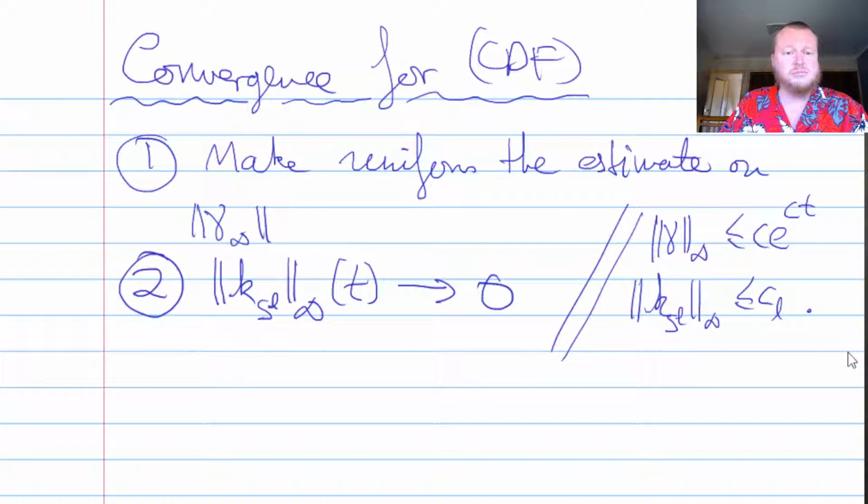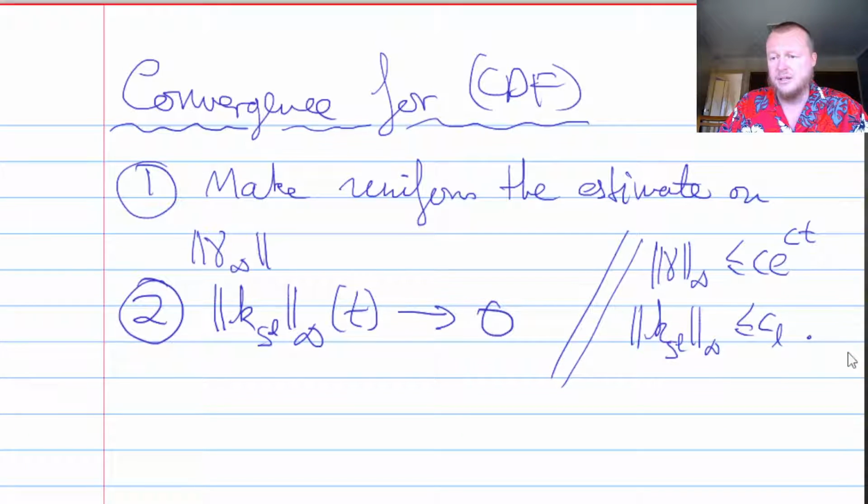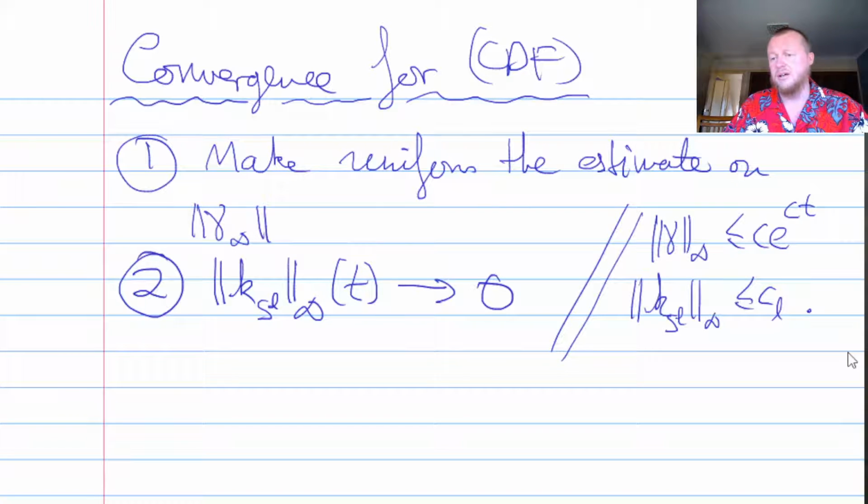Okay, so the crux of it, well, here's some text that I already wrote. The state of play. Let's recap. So we want to prove convergence for the curved diffusion flow. We need to make uniform the estimate on the position vector because right now it's bounded by an exponential factor, and that's not very useful. I mean, it's great, but it's not very useful.